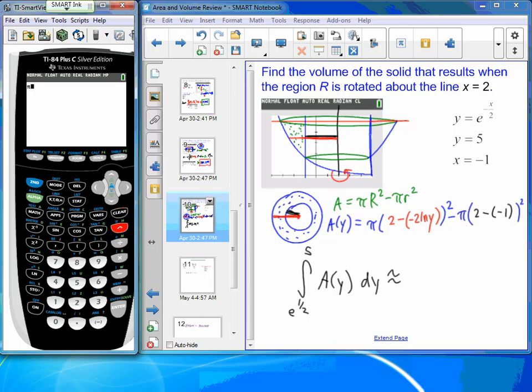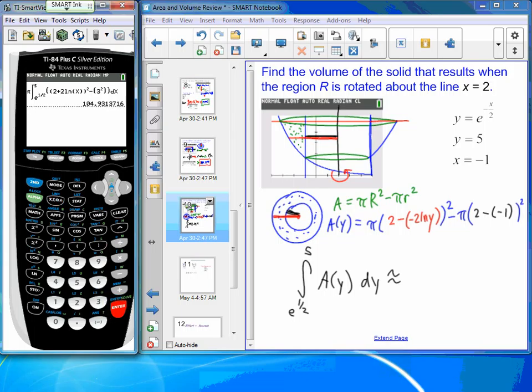Pi first. Math 9. Lower limit, e to the 1/2. Upper limit, 5. R squared, open big R, 2 plus 2 ln y, close angle input, close big R, squared, minus, open little r, 2 minus a negative 1 is, 2 plus a positive 1 is 3, squared. Don't need to close, already closed. Party on, excellent.